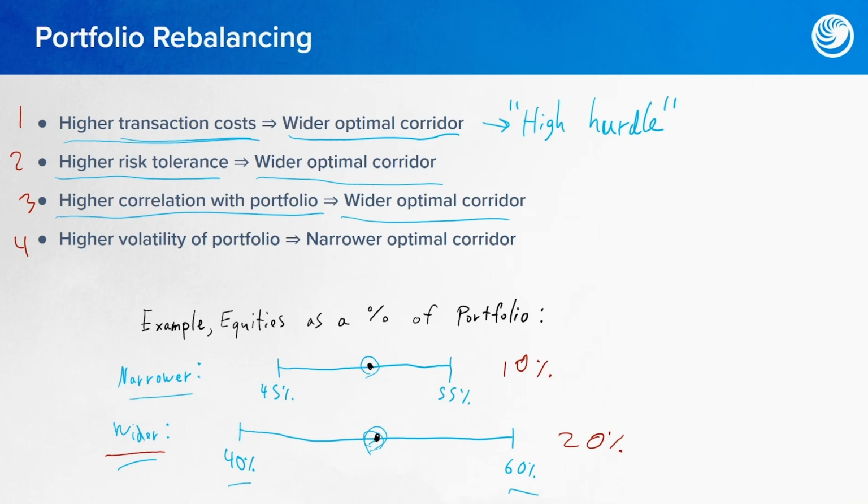And then finally, higher volatility of the portfolio leads you to prefer a narrower optimal corridor. And the reason for that is because if you have higher volatility, you're going to have wider deviations. So it's safer to have a tighter or narrower corridor to account for these further deviations.